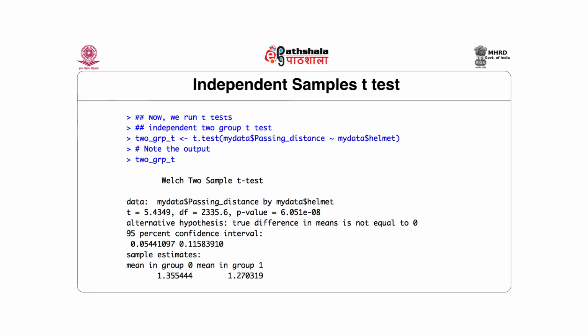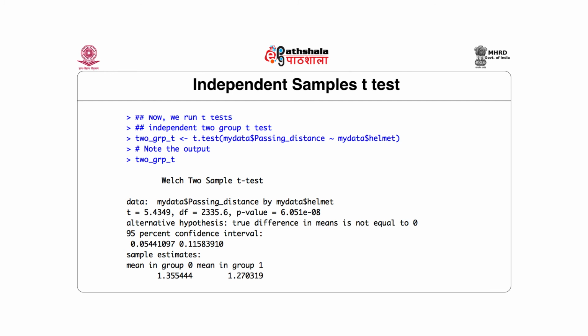Not only this, it also gives you a 95% confidence interval, given that the true difference is not equal to zero. So what it would say is this, that whatever may be the difference, and you can see that there is a mean in the group 0, which means the mean of people who were not wearing helmets is 1.35 meters, and a mean for people who were wearing the helmet was something like 1.27 meters. Therefore, the difference is about 0.08, and you can see that the 95% confidence interval is something like 0.05 to 0.12.